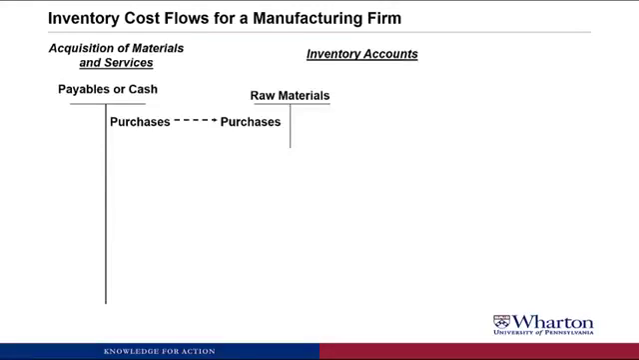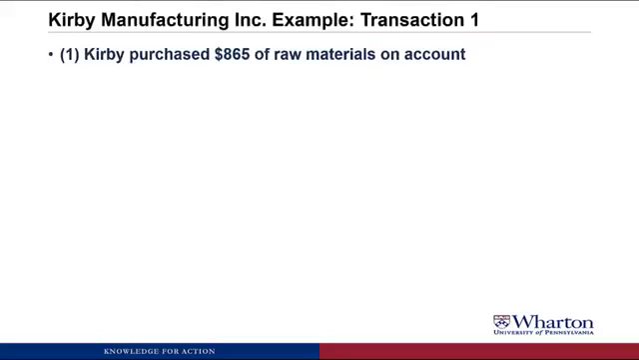To make our walk through this flowchart a little bit more interesting, I want to go through an example of a company and do these flows with real numbers. So in the first transaction, Kirby Manufacturing Incorporated purchased $865 of raw materials on account. Why don't I go ahead and throw up the pause sign here, have you try to do the journal entry, and then I'll come back and give you the answer.